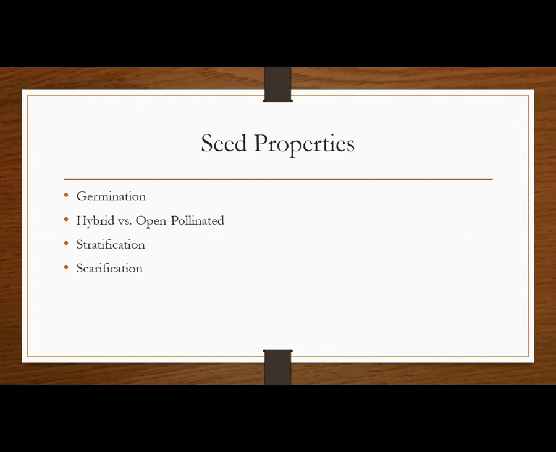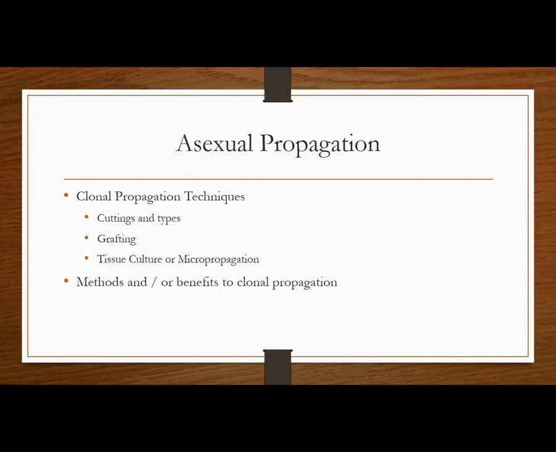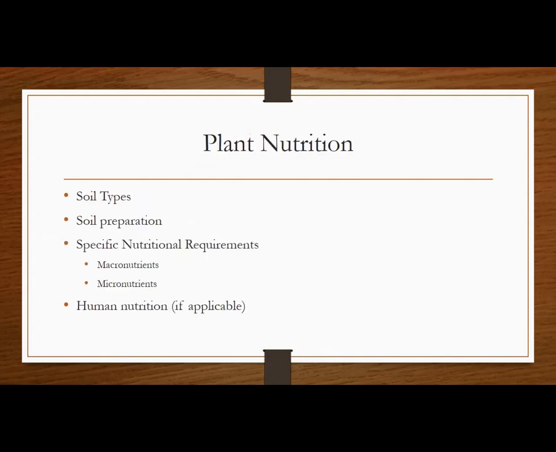So on the seed properties, the sexual propagation, what does it take for them to germinate? Are the seeds hybrid seeds or open pollinated seeds? Do they need a type of stratification or scarification for them to be viable? For the asexual propagation, how do you clone them? Cuttings, grafting, tissue culture? What are the methods and or the benefits of this clonal propagation to the production of that crop? Does it save time? Does it save money? Does it make sense to do?